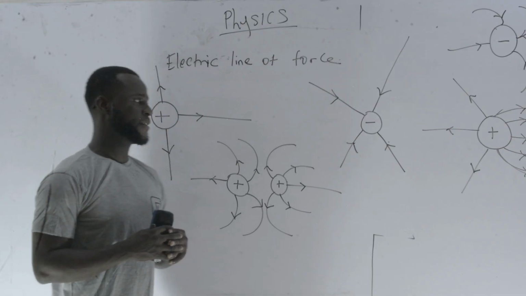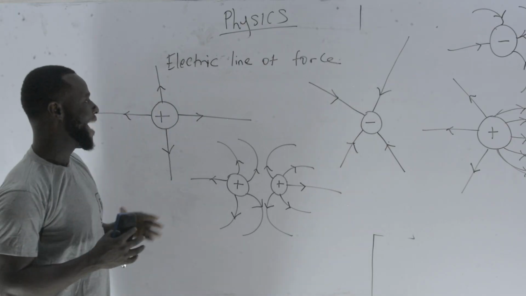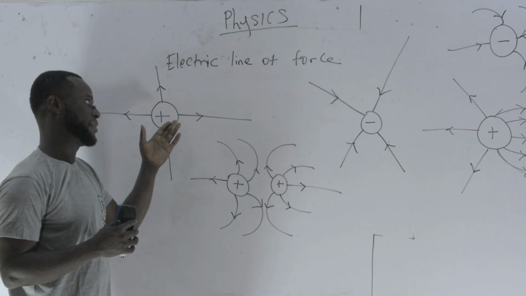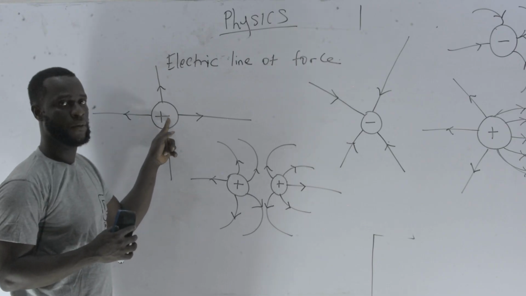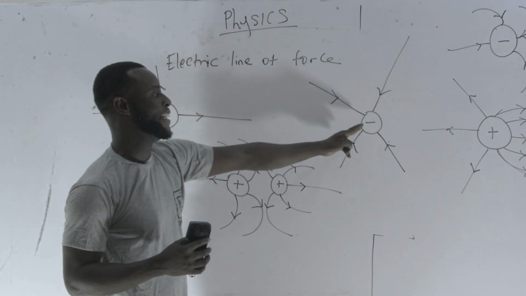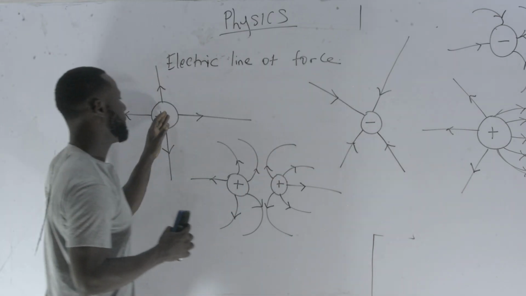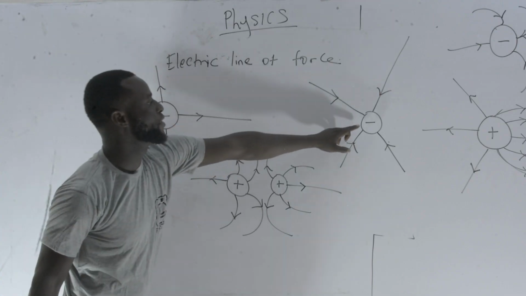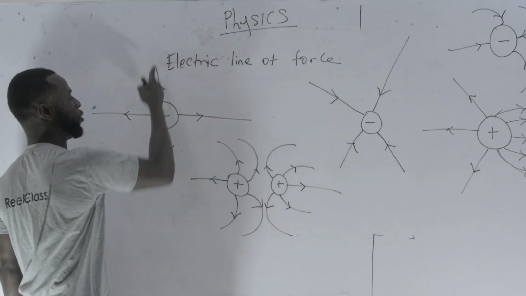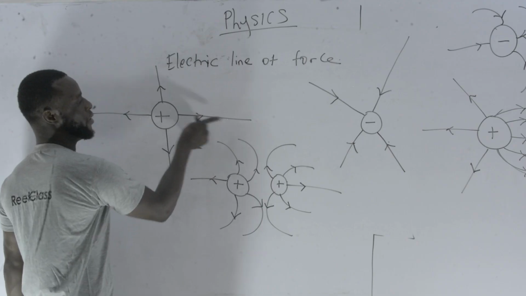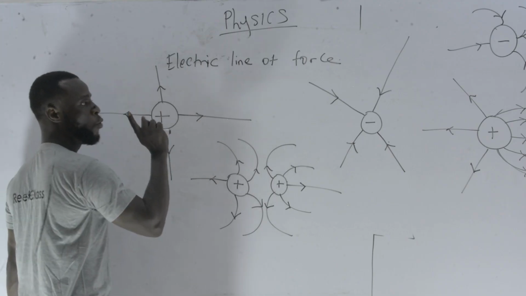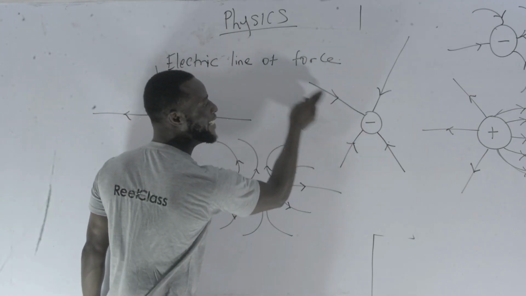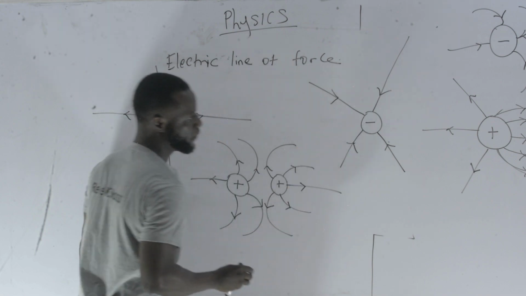We should know that electric line of force start from a positive charge and terminate in a negative charge. This is a positive charge and this is a negative charge. You see these lines that I'm drawing here, they are coming out, the arrow is pointing outwardly from the charge. Right here, the arrow is pointing inwardly to the charge.